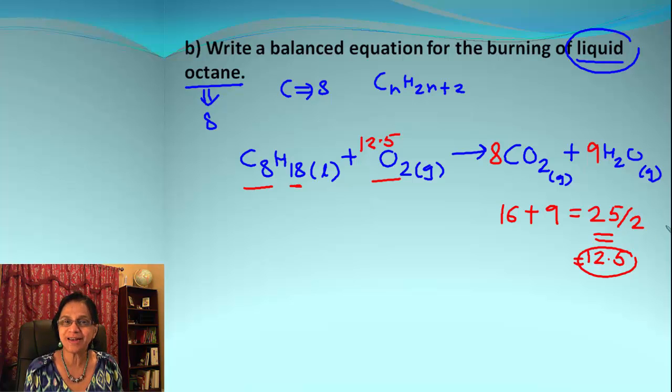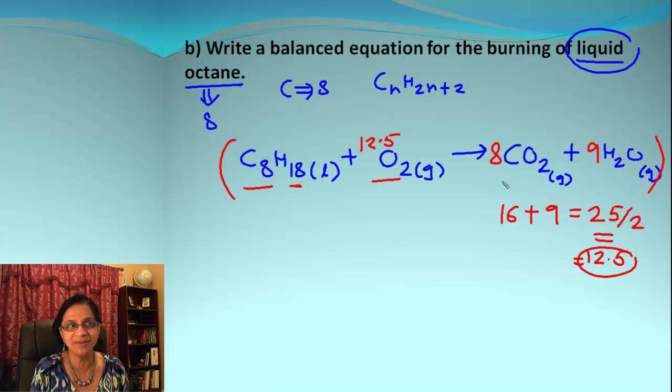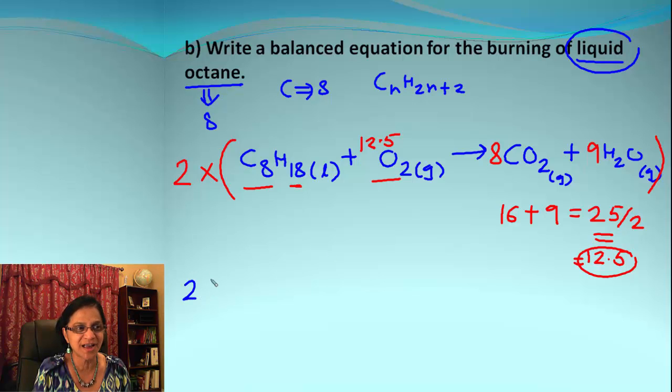But unfortunately, we cannot have a coefficient like a fraction. So the reaction is balanced in mathematical form, but in order to balance it chemically, what are we going to do? We're going to multiply the entire reaction by 2. So what is the final answer which we get? It will be 2 times C8H18, and then oxygen will be 12.5 times 2, so it will be 25O2.